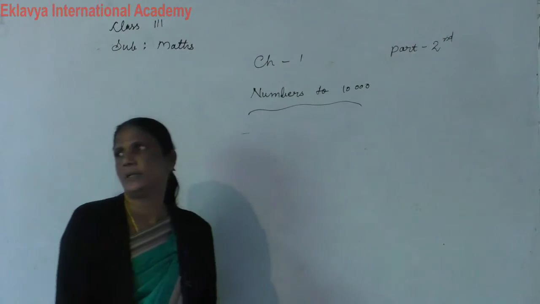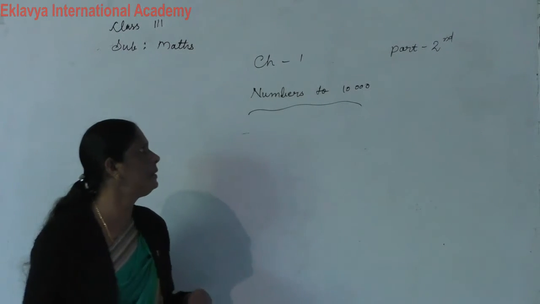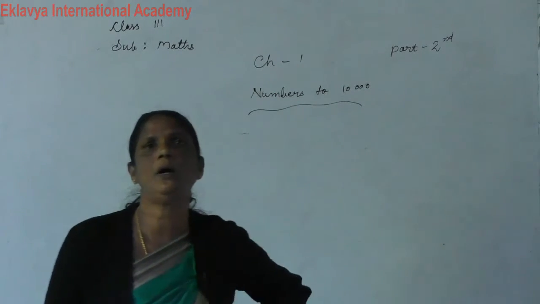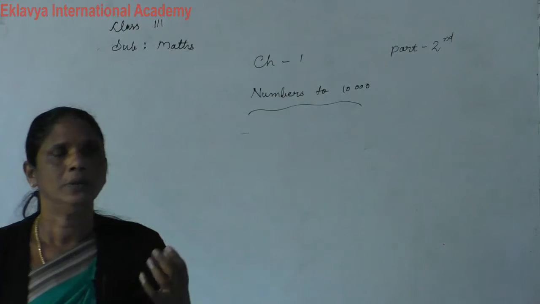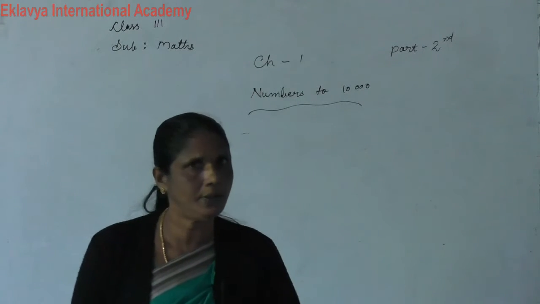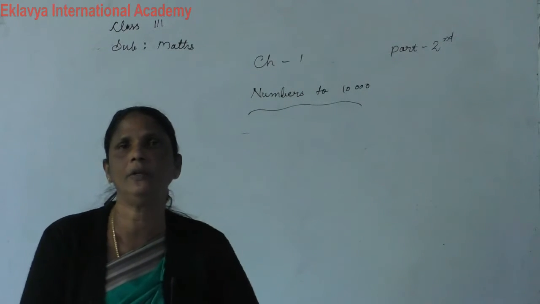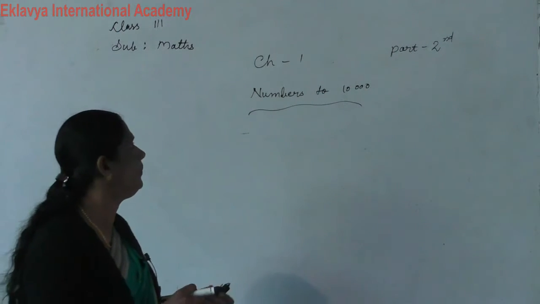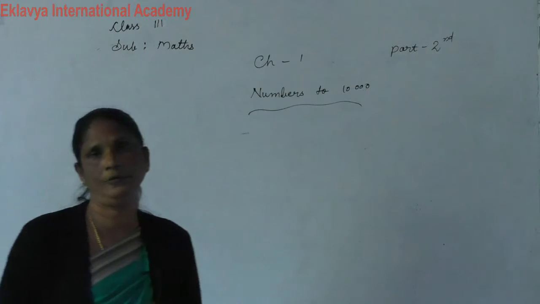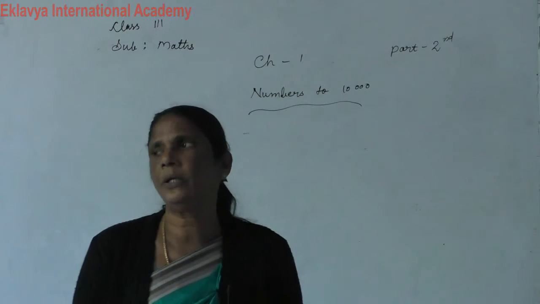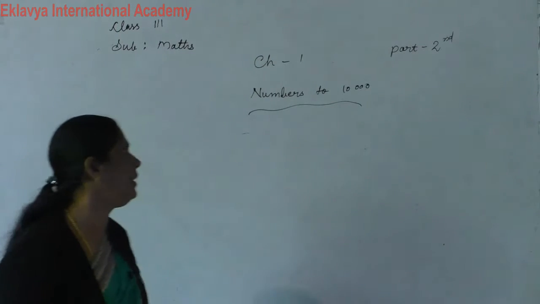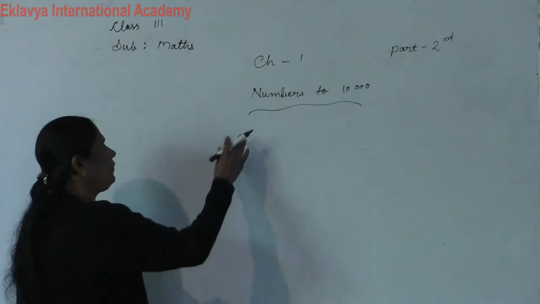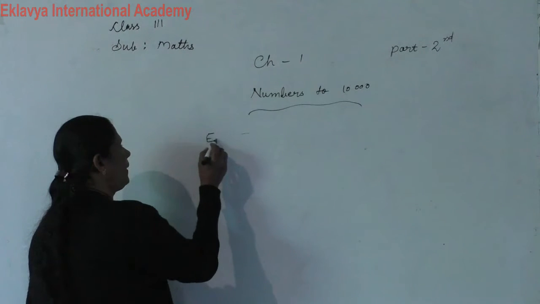Good morning students. Again we will study chapter 1, numbers to 10,000, part 2. In the previous class we also discussed how to read and write numbers, place value and face value. Today we study the expanded form of a number, ordering, comparing, ascending and descending. All of these we study in this video. First, expanded form.